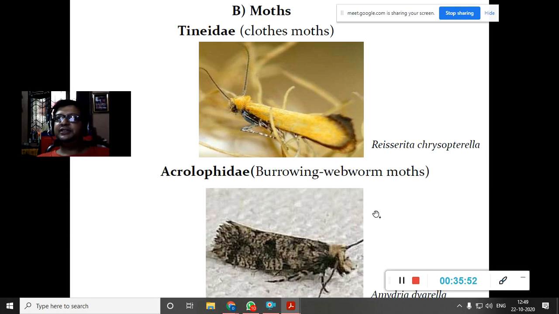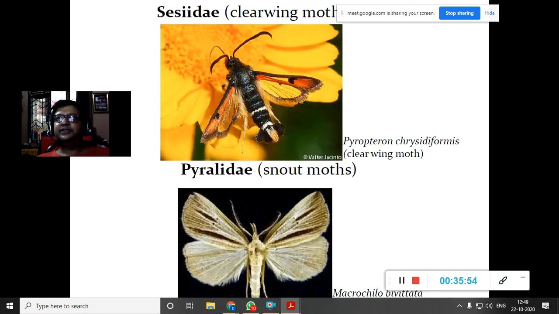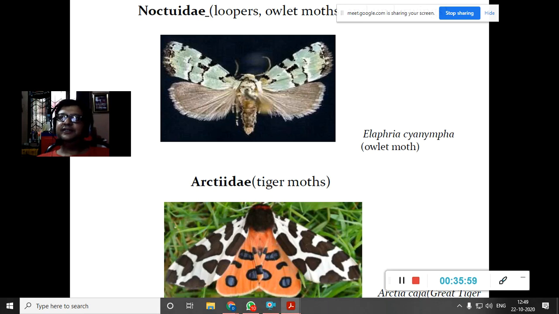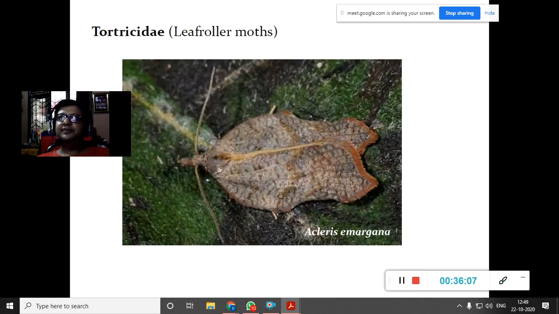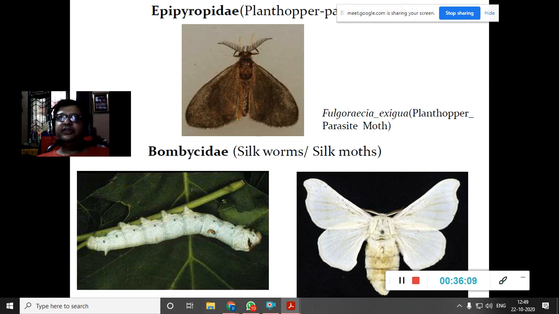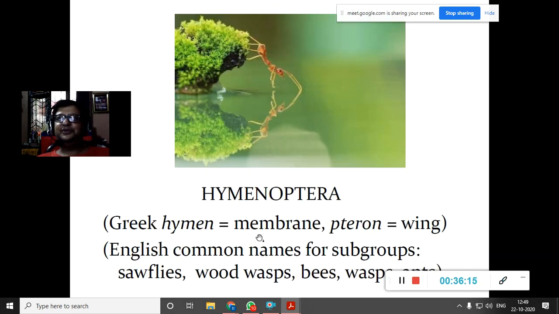Then the moths. These are the moths. Different types of moths you can see. Emperor moths. More or less they are very beautiful creatures. Then you have the silkworm. The silkworm doesn't look very good, but the silk is good.